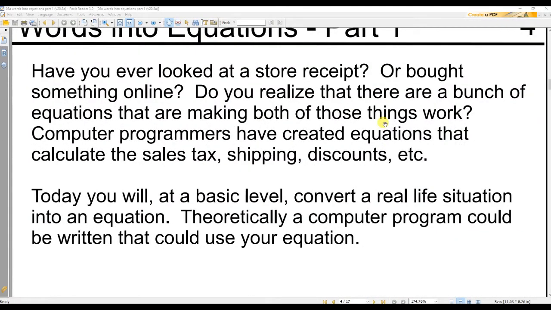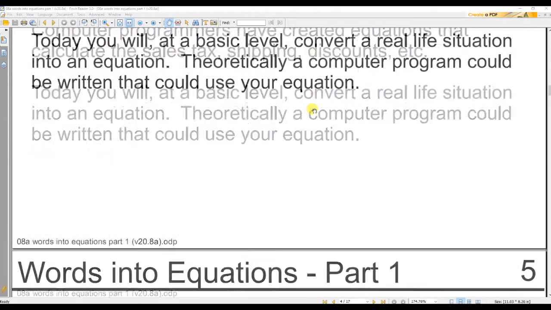Have you ever looked at a store receipt or bought something online? Do you realize that there are a bunch of equations that are making both of those things work? Computer programmers have created equations that calculate the sales tax, shipping, discounts, etc. Today, at a very basic level, we're going to convert a real-life situation into an equation. Theoretically, a computer program could be written that could actually use these equations.